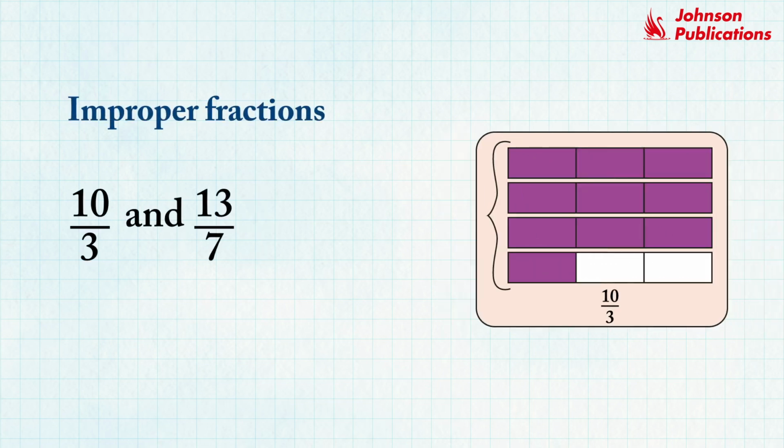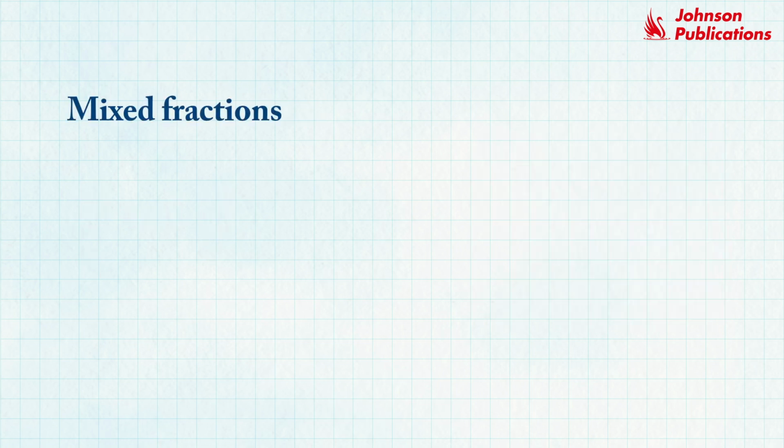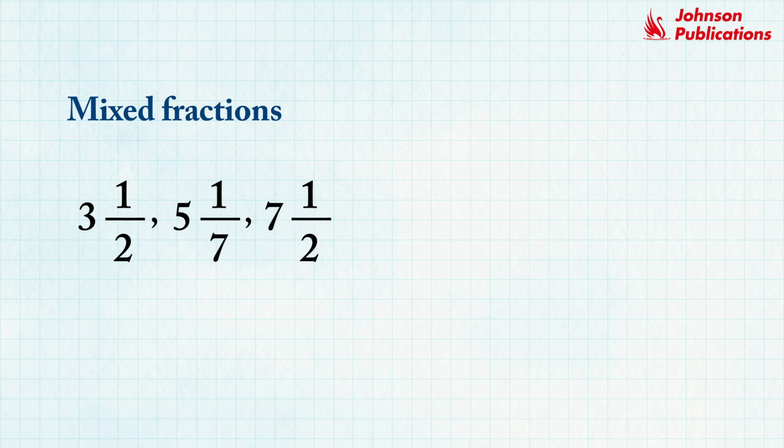Improper fractions. An improper fraction is a fraction that has the numerator greater than the denominator. For example, 10/3 and 13/7 are improper fractions. Mixed fractions. A mixed fraction is a combination of a whole number and a fraction. For example, 3 1/2, 5 1/7 and 7 1/2 are mixed fractions.